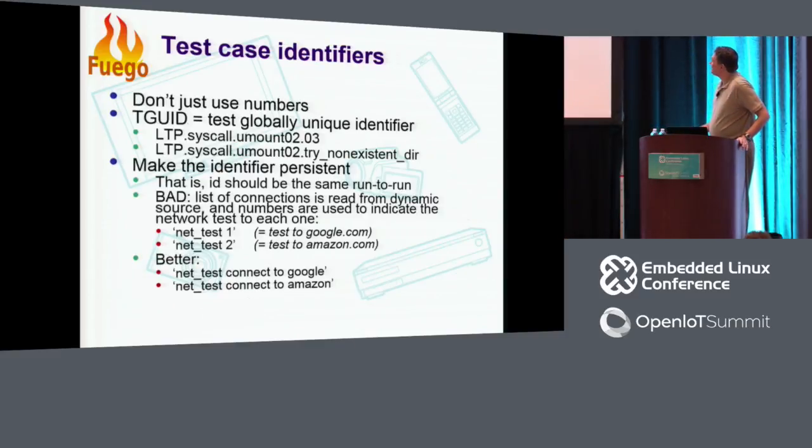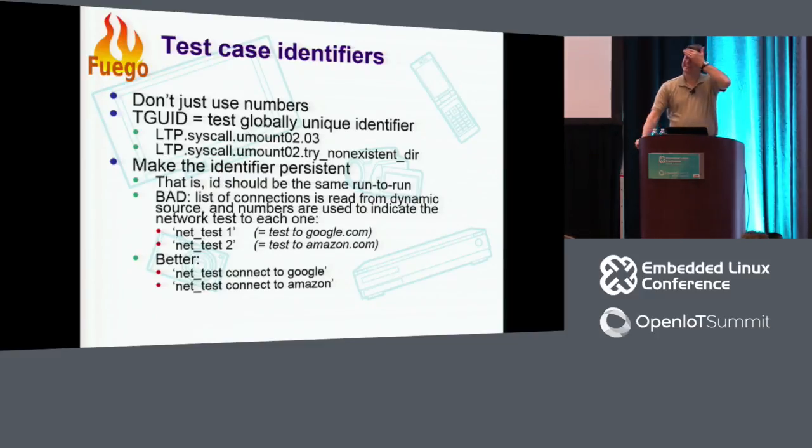Okay. Test case identifiers. Don't just use numbers. This happens a lot. The number of tests you see where the result is 1 pass, 2 pass, 3 pass, 4 fail, 5 pass, 6 pass.